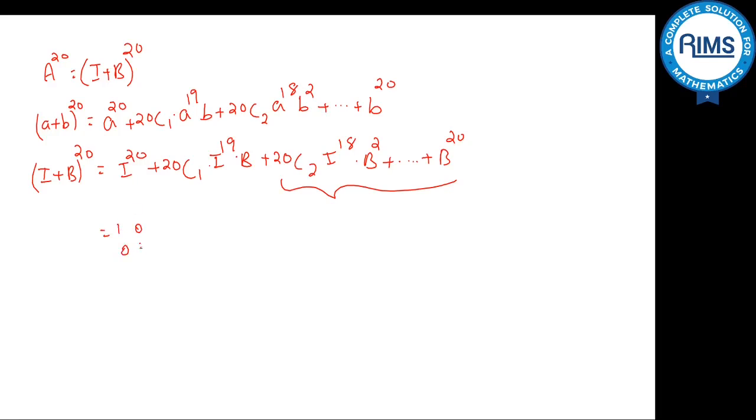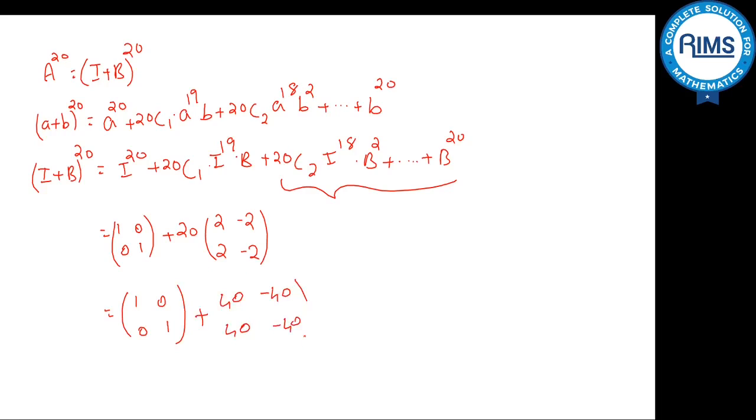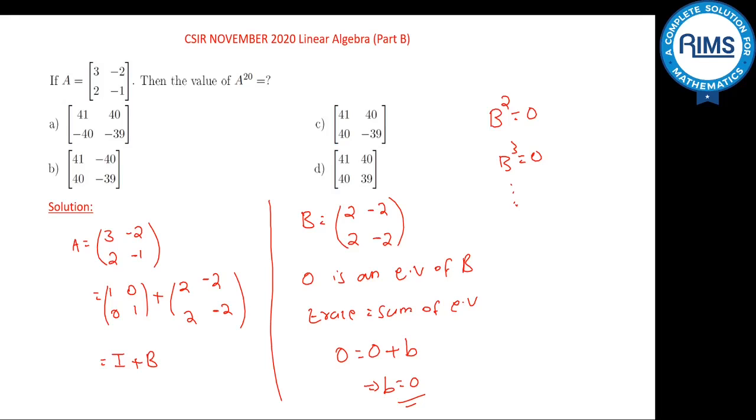It is the identity itself, that is [1, 0; 0, 1], plus 20 into identity raised to 19 into B, which is B itself, that is 20 into [2, -2; 2, -2]. So this will become [1, 0; 0, 1] plus [40, -40; 40, -40]. So this will become 1 plus 40, that is 41, minus 40, 40, minus 39. Which option is true? Option B is true.